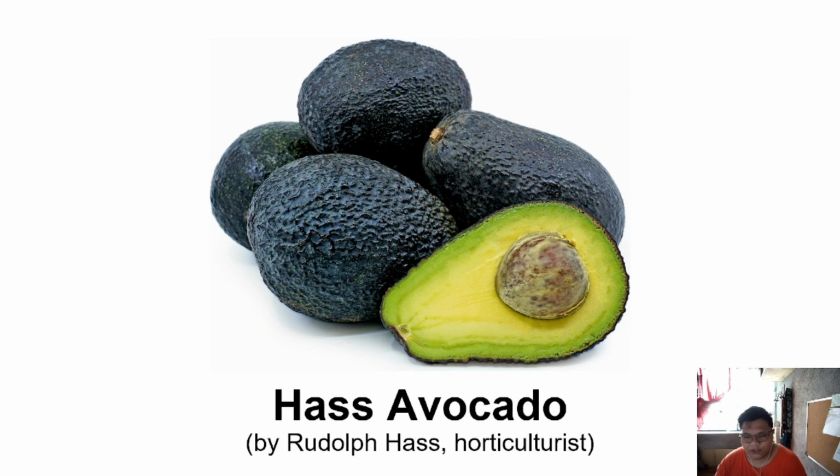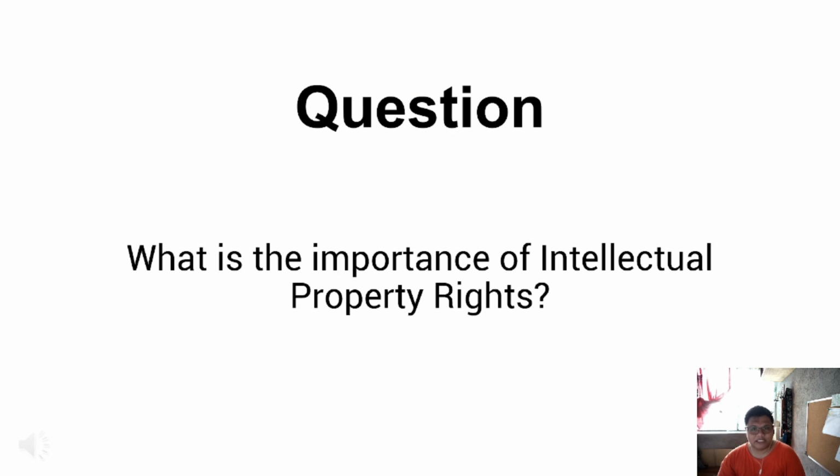Okay, very good, James. It falls under the plant patent. Hass is the name of the horticulturist or the scientist, Rudolph Hass, and this is a type of avocado, meaning Rudolph Hass invented or created a new breed of avocado, and he called it Hass avocado. Okay, very good.